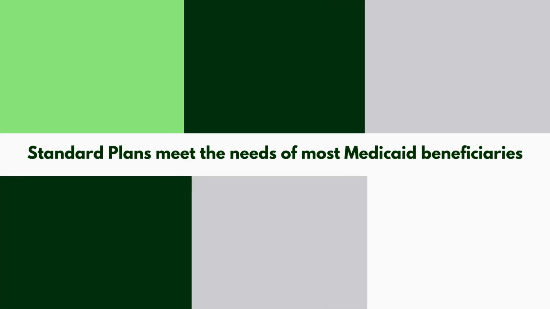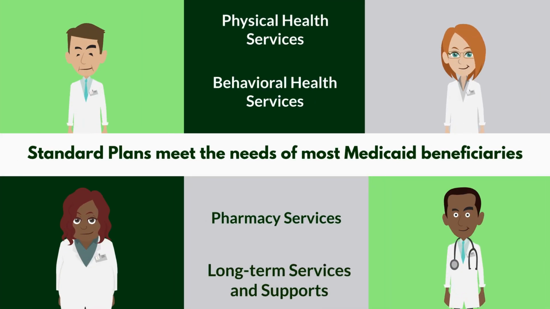Green boxes and animated doctors are displayed. The screen displays standard plans meet the needs of most Medicaid beneficiaries, and the terms physical health services, behavioral health services, pharmacy services, and long-term services and supports are shown. Standard plans provide health care services that meet the needs of most Medicaid beneficiaries.